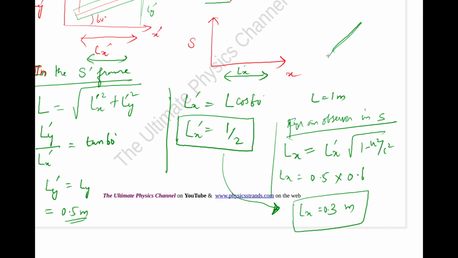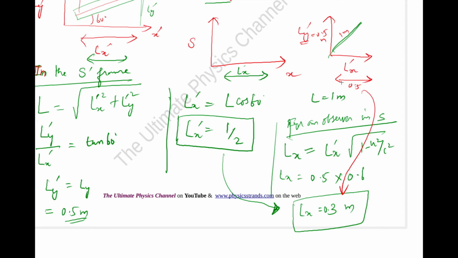Its length can be visualized as two components made of an Lx prime and an Ly prime. The Lx prime gets contracted from 0.5 to 0.3, whereas the Ly prime remains the same, 0.5 meters, for the observer in the other frame of reference.